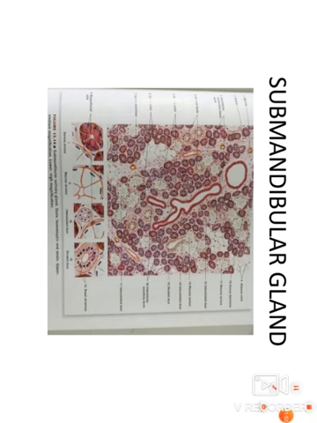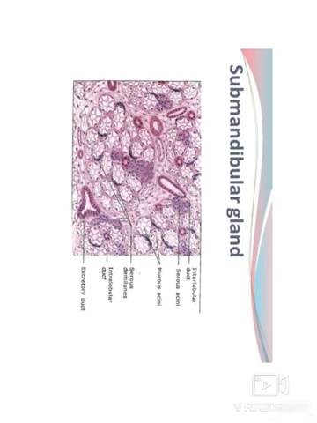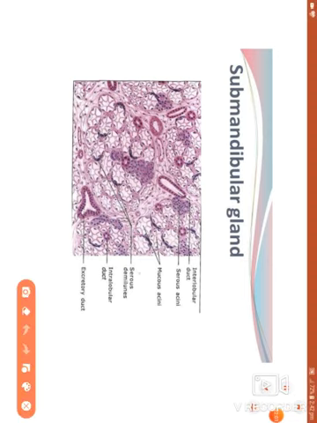This is the structure of the submandibular gland. Here you can see the submandibular gland. It consists of numerous lobules, separated by interlobular connective tissue, where the ducts will be. This is one lobule, and you can see numerous lobules. Identify the acini: this is mucous, pale stained.